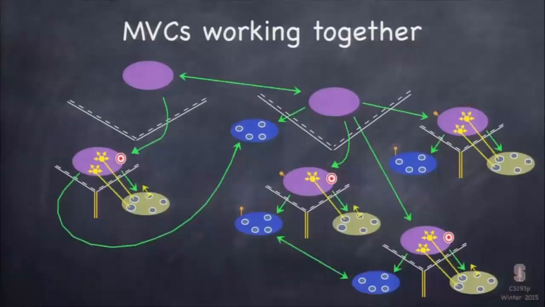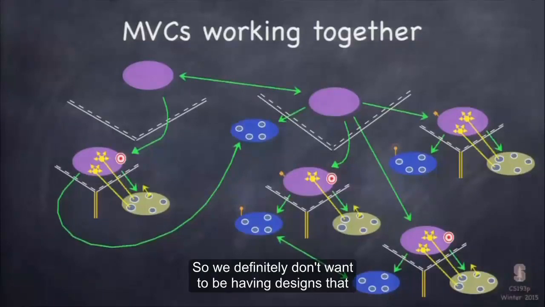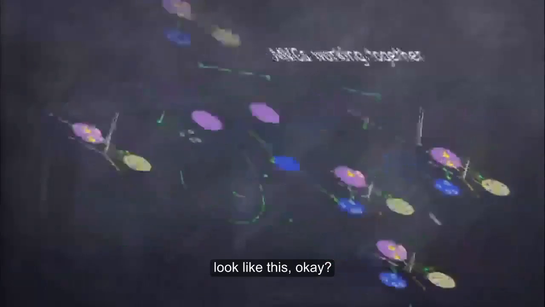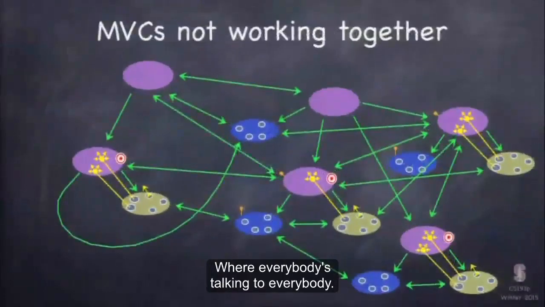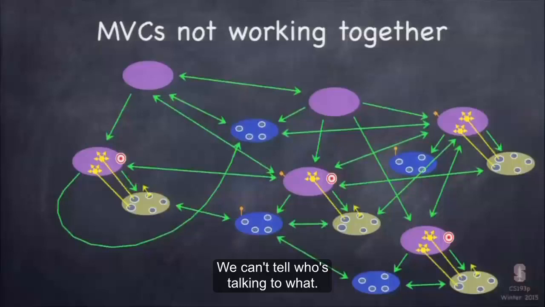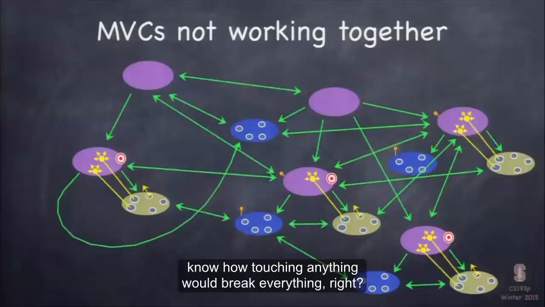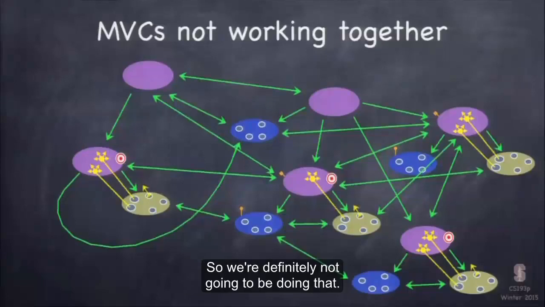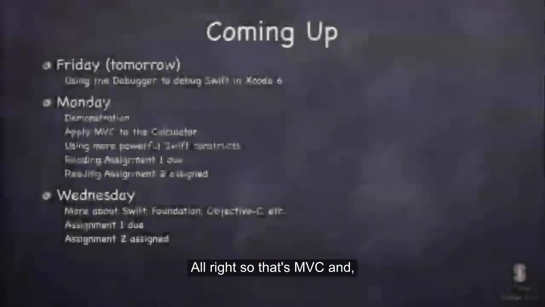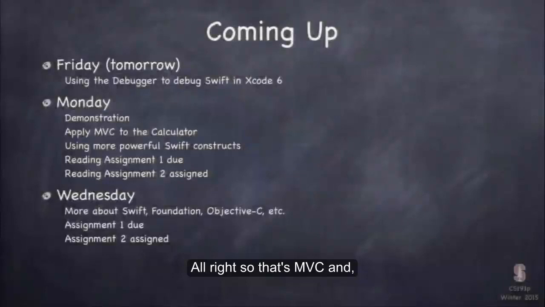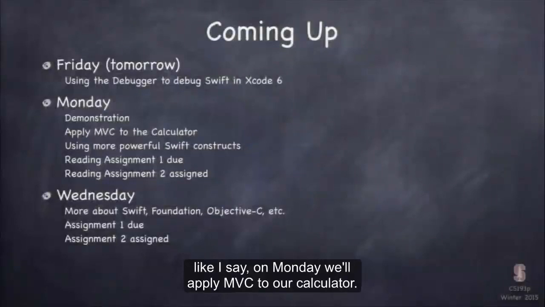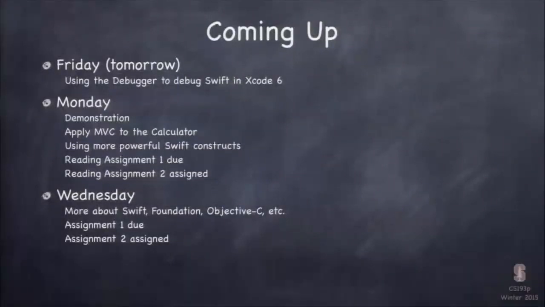Any question about that? So we definitely don't want to be having designs that look like this. Okay, where everybody's talking to everybody, we can't tell who's talking to what. It's just impossible to debug a program like this, and it doesn't scale. You can't build really big programs this way. It just becomes impossible to know how touching anything would break everything, right? So we're definitely not going to be doing that. All right, so that's MVC, and like I said, on Monday we'll apply MVC to our calculator.